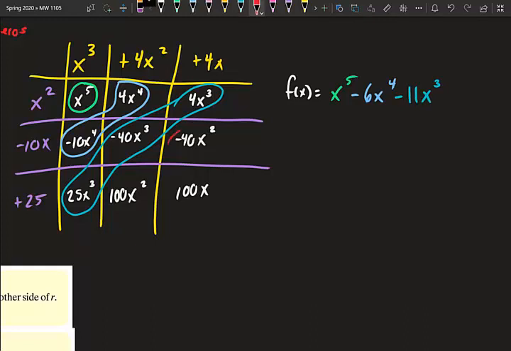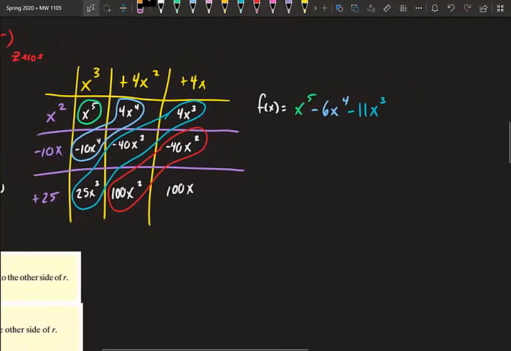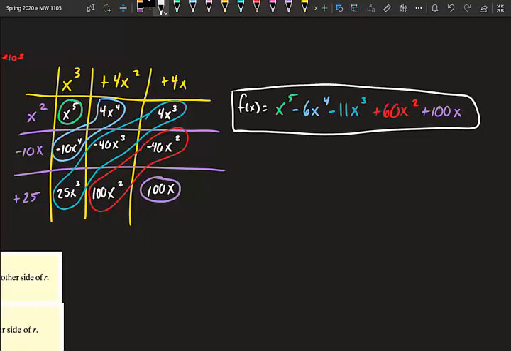Alright, next we do our x squareds. So 100x squared minus 40x squared is 60x squared. And you see how there is nothing, I'm running out of colors here. We'll just do this. There's nothing with 100. There's no diagonal, so we just write it as 100x. That is our polynomial function. Cool, right?